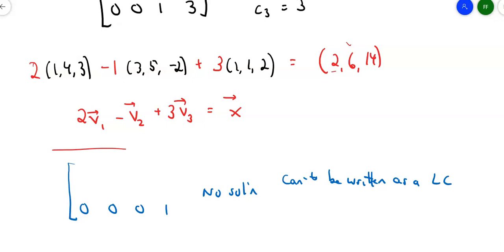This video is already getting very long, but that's what it means. So it is possible that you get no solution, and in that case, it just means that it cannot be written as a linear combination of other vectors. All right, we'll take a look at vector spaces in the next video.